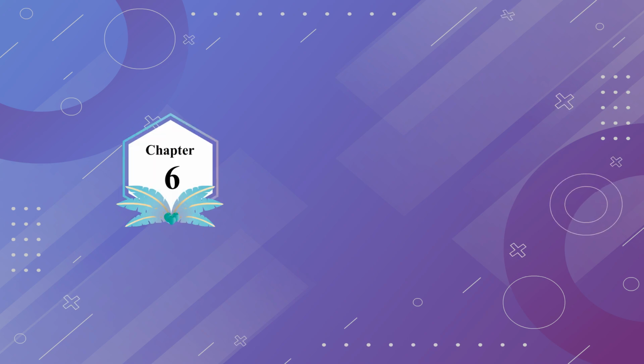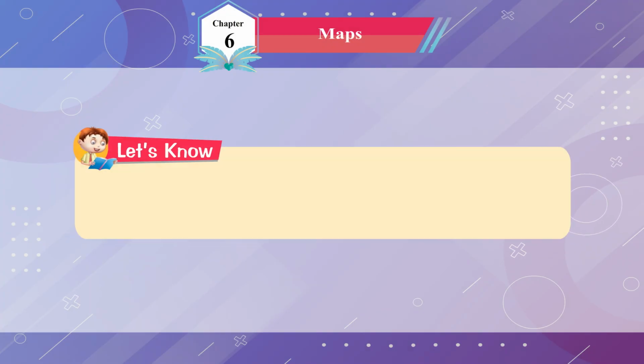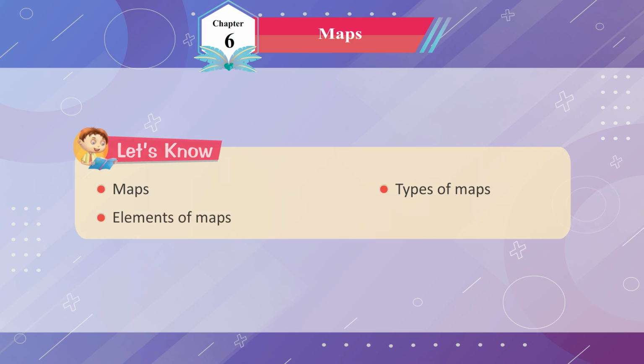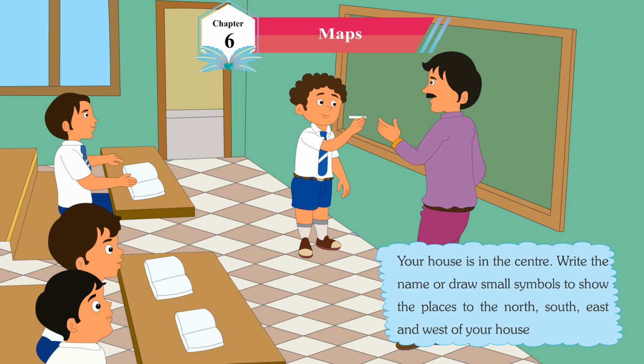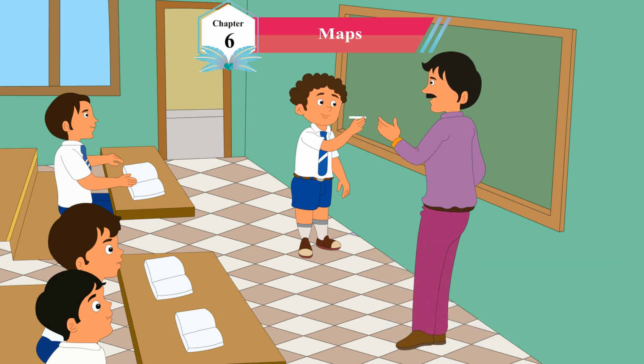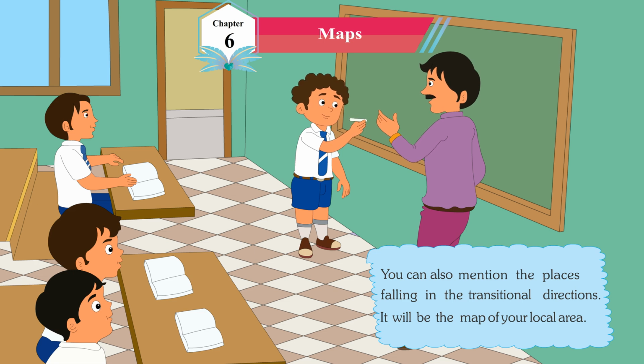Chapter 6: Maps. Let's know maps, types of maps, elements of maps. Your house is in the center. Write the name or draw small symbols to show the places to the north, south, east, and west of your house. You can also mention the places falling in the transitional directions. It will be the map of your local area.